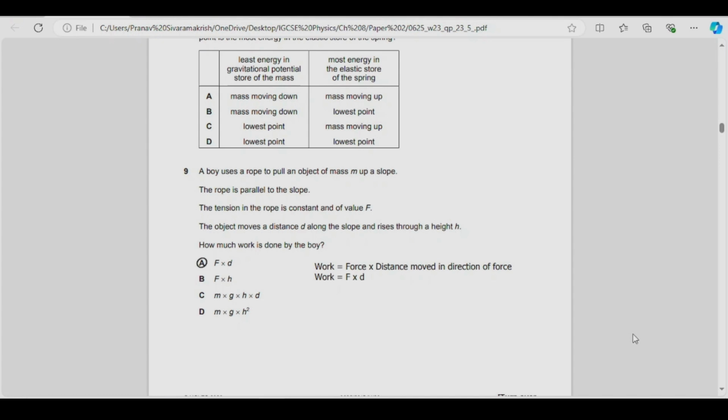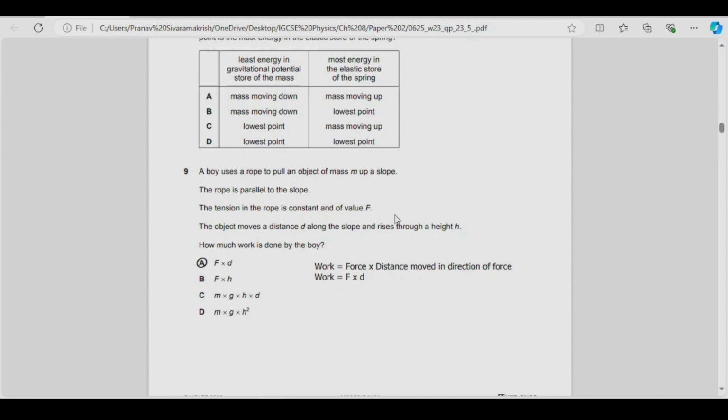A boy uses a rope to pull an object of mass m up a slope. The rope is parallel to the slope. The tension in the rope is constant and of value F, okay? So that's the force, essentially. The object moves a distance d along the slope and rises through a height h. How much work is done by the boy?